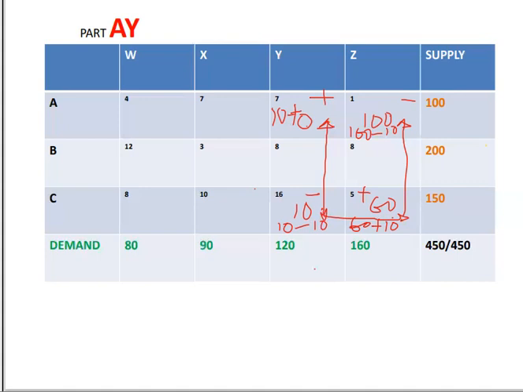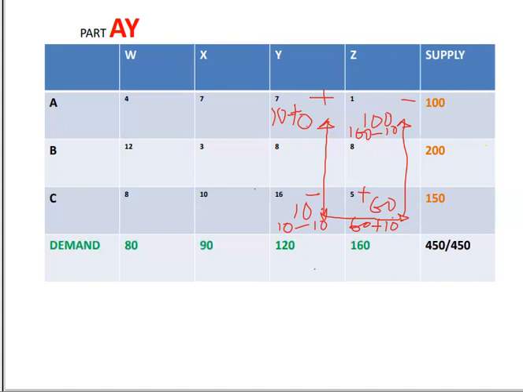Under CY we have 10, and under AZ we have 100. That means the lower one is CY, which is the 10. Now use that 10, take it to those four parts. Where you have positive, add that 10 to it. Where you have negative, take away that 10 from the figure.